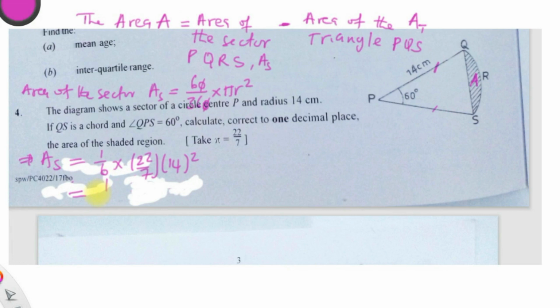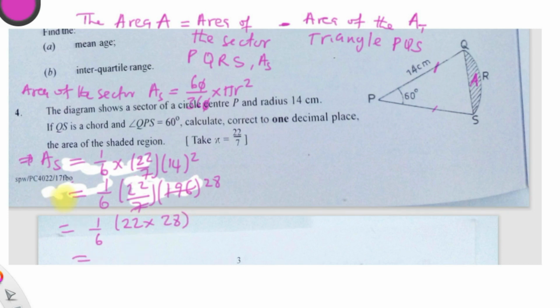So this is equal to 1 over 6 times 22 over 7 times 196. And then this 7 can go into 196, and then we get what? 28. Okay? So this is equal to 1 over 6 and, in bracket, 22 times 28, which is equal to what?